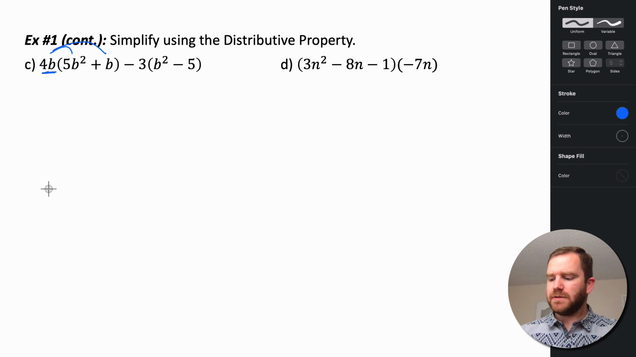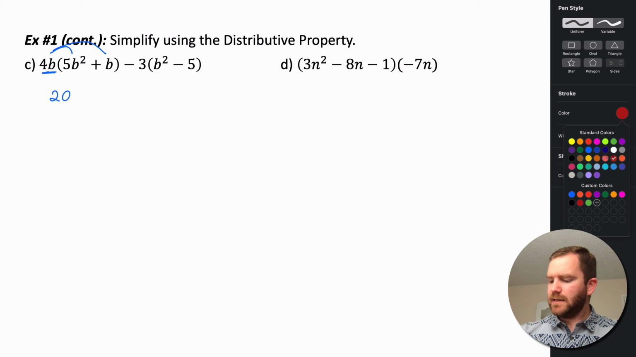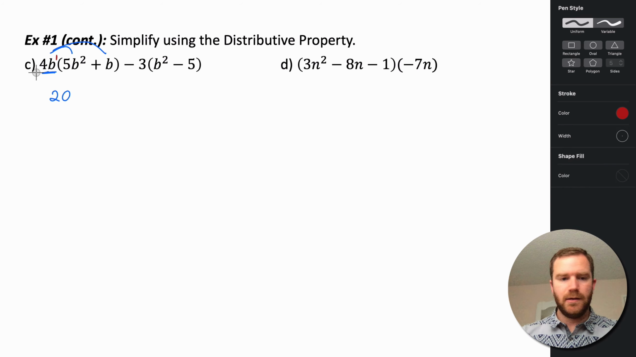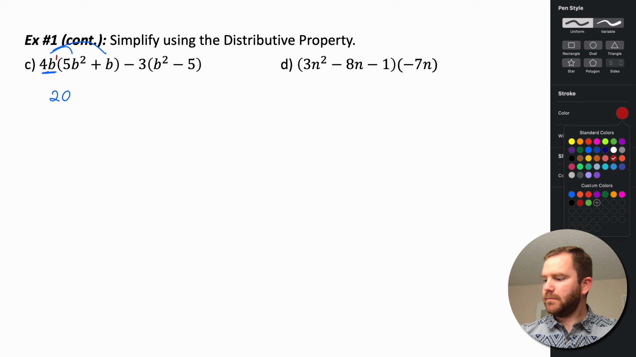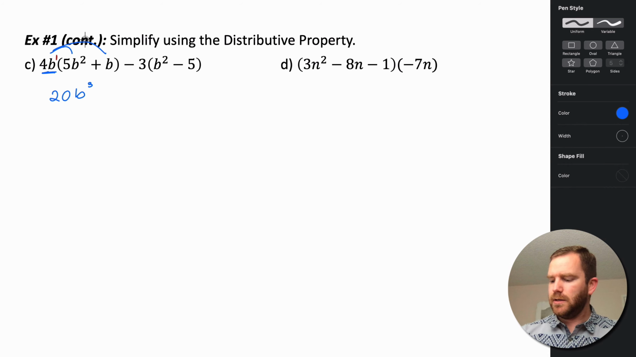So 4b times 5b squared. The 4 and the 5 multiply to be 20. b and b squared when we multiply, remember, this b really has a power of 1. So when you multiply powers with the same base, you add the exponents. So 1 plus 2 is 3. So we get b to the third.